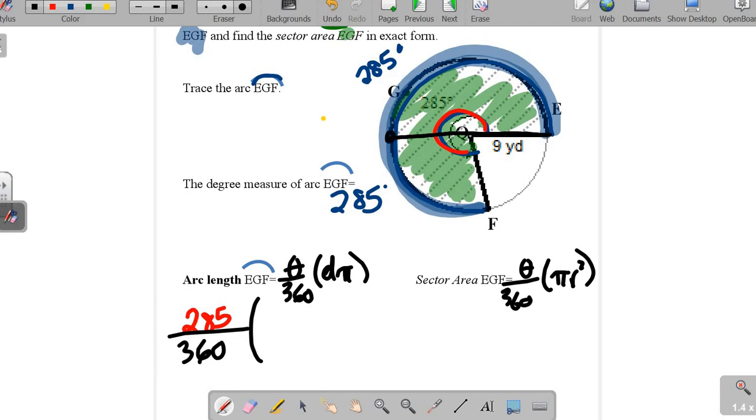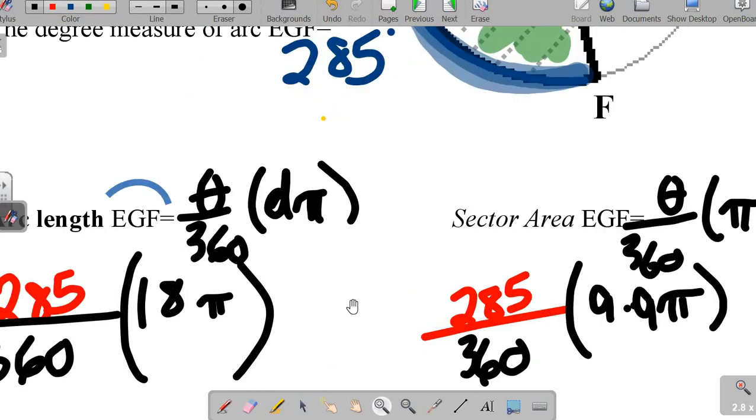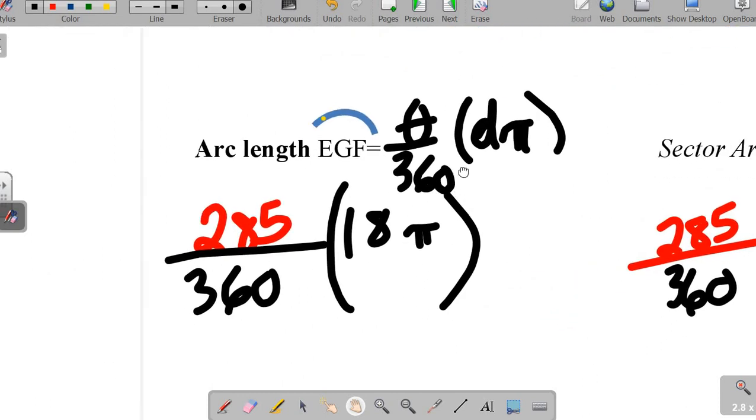Physically trace your diameter. Never use your eyeballs for that. That's going to be 18 pi. Down here, this is going to be 285 over 360 times 9 times 9, because we're squaring, pi. Now we just come through, we hack away and reduce.